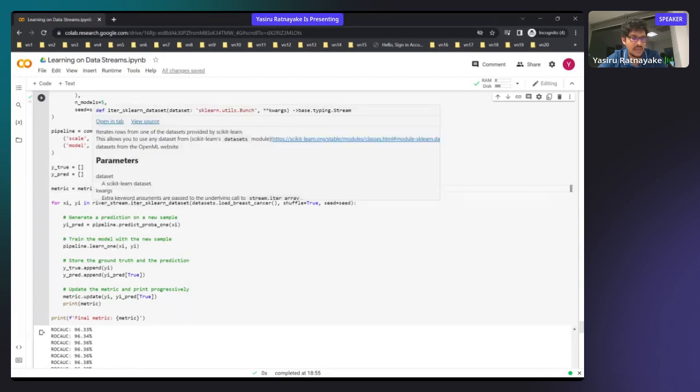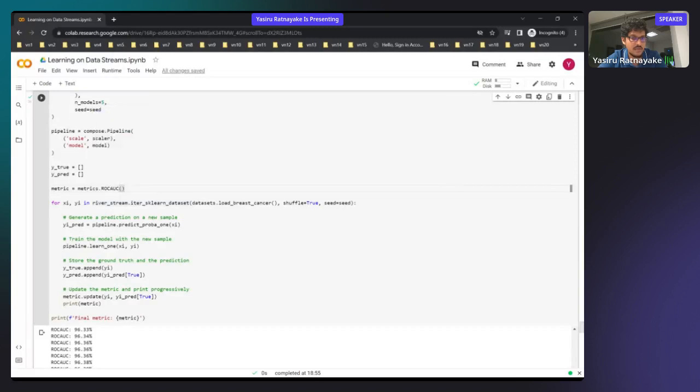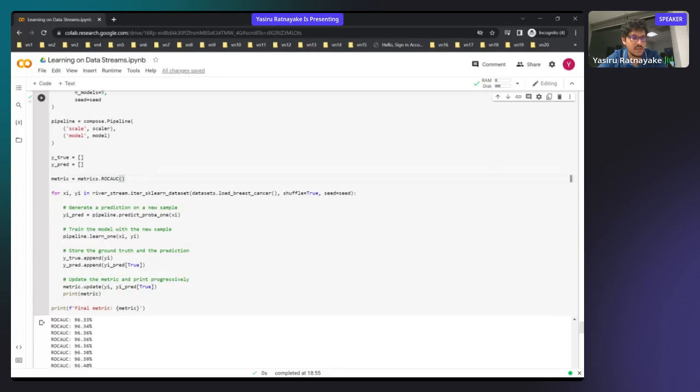Now, instead of a pandas data frame, I'm going to iterate through this breast cancer data set. I'm going to shuffle it, and I'm again feeding the seed number in here. And now I've got X's and Y's. The X's, as I mentioned, are going to be your features, and the Y is whether the woman had breast cancer or not. So I'm going to go one by one, because this loop is going to give me row by row of this data set.